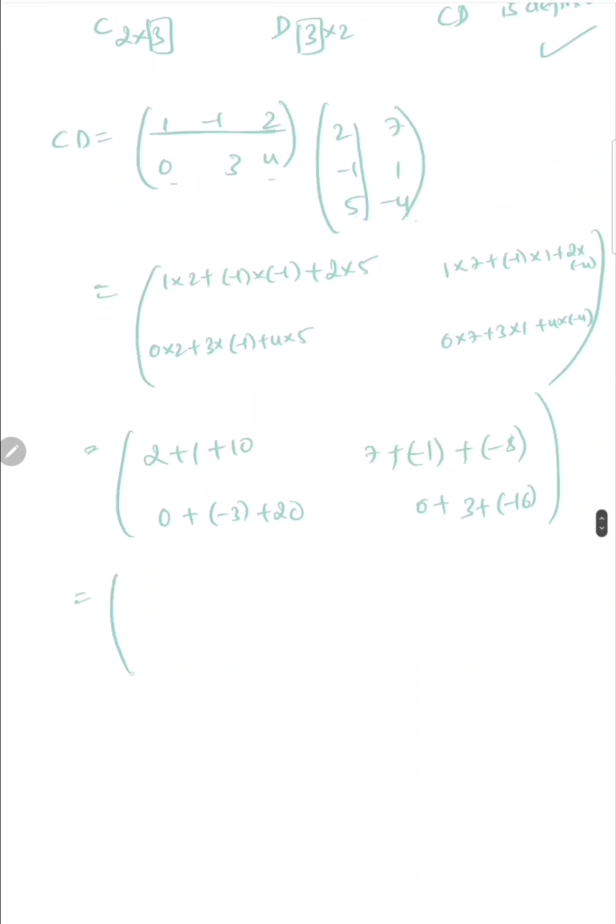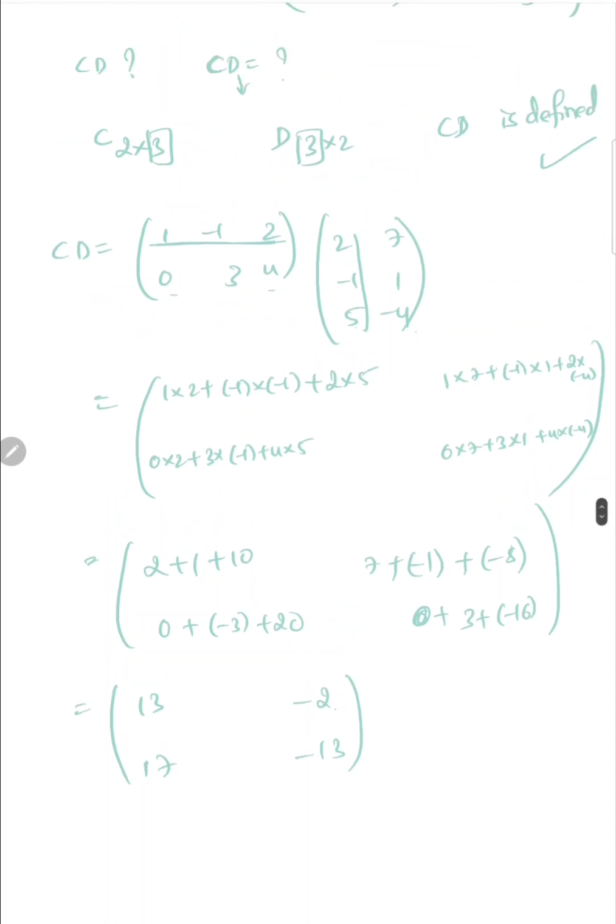This is equal to 13, minus 2, 17, minus 30. This is the product of two matrices. As I said, the order of the product matrix will be number of rows into number of columns. This is a 2 by 2 matrix. This is how we can perform the product of two matrices.